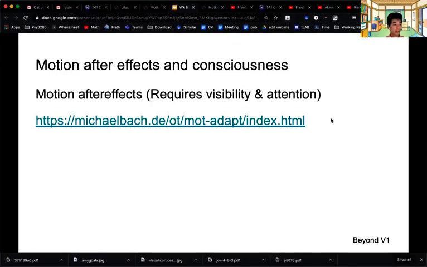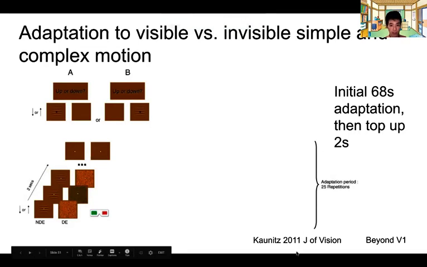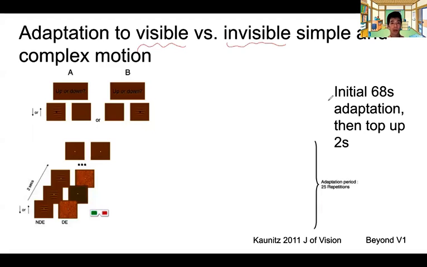So we can do the same kind of experiment as the crowded version or illusory contour version for this experiment. That's what people have done. This is a paper by my previous postdoc, Lisandro Kaunitz. He did it not with me, but published it in 2011. The point of this paper was that adaptation to visible versus invisible motion was compared as a function of the motion's complexity, simple version versus complex version.